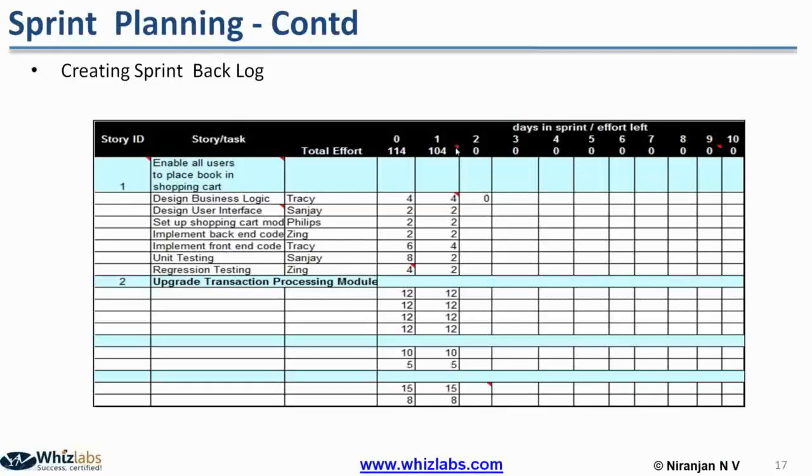If you look here, the 0, 1, 2, 3 is the number of days, and the effort here is the effort remaining. Here it is 114. Actually, it should have been 116, not 114. So this is 116 hours remaining on the 0th day of the sprint. Since the team has not consumed any effort on the 0th day, whatever the estimates, that effort will be remaining.